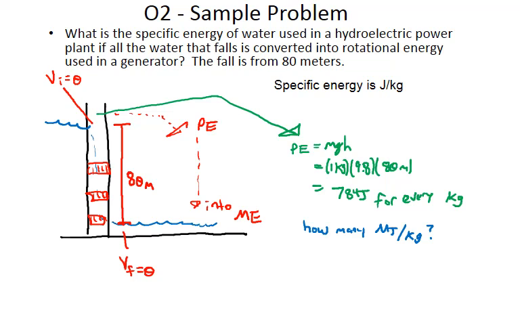So what I want you to do now is go ahead and convert this to how many megajoules per kilogram we have for this particular situation. So go ahead and pause the clip and do that. And when you're ready to check, you can hit play to continue. All right, so we should get 7.84 times 10 to the negative 4th megajoules per kilogram for this particular situation. If we had a different kind of dam, right, that could be a different situation.